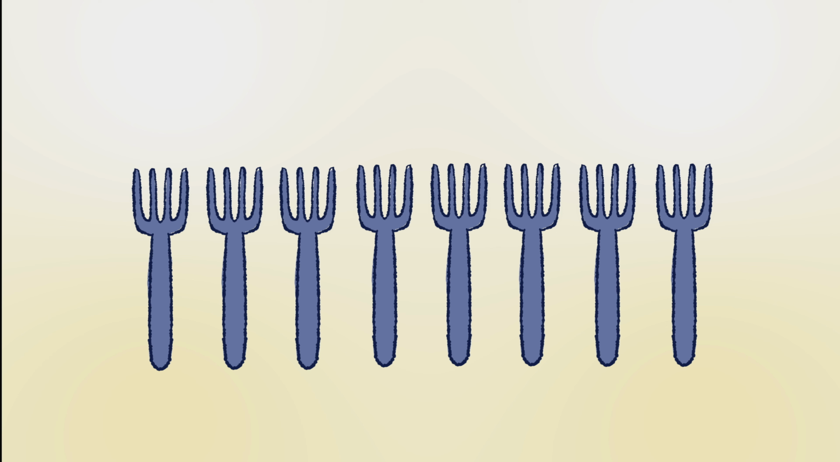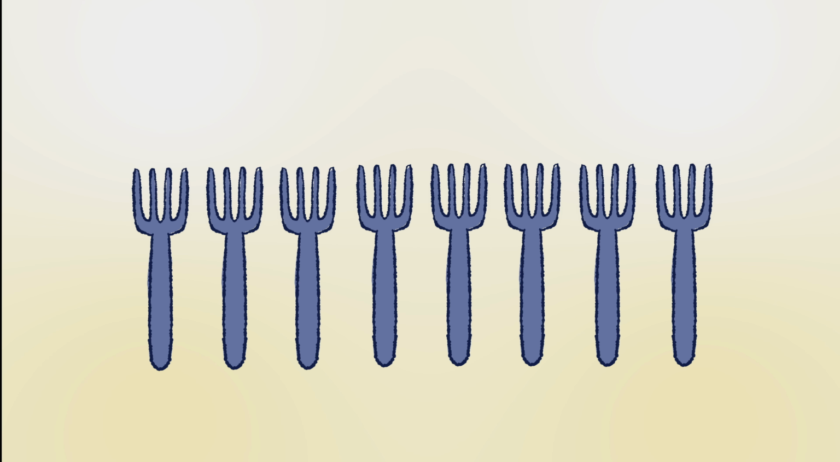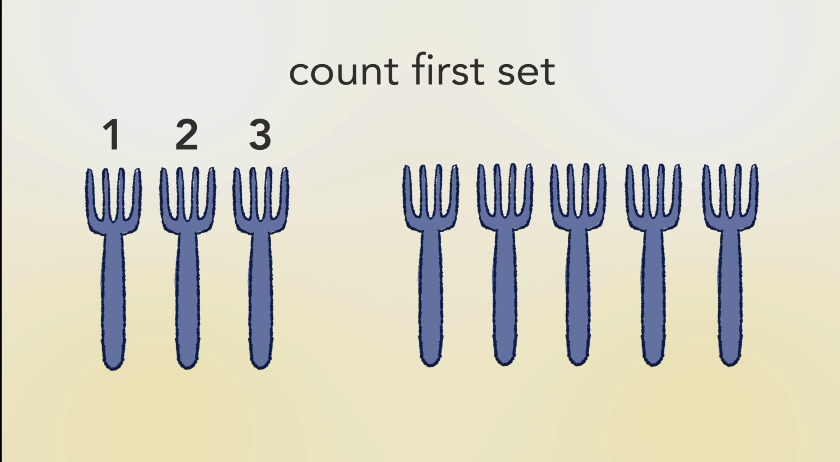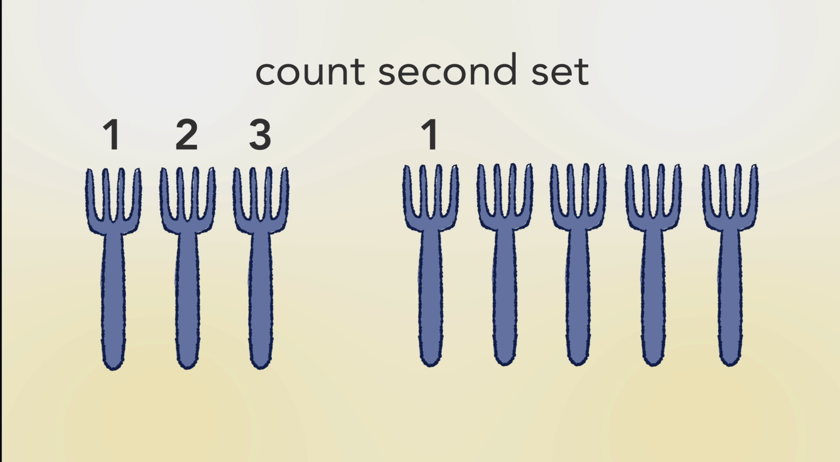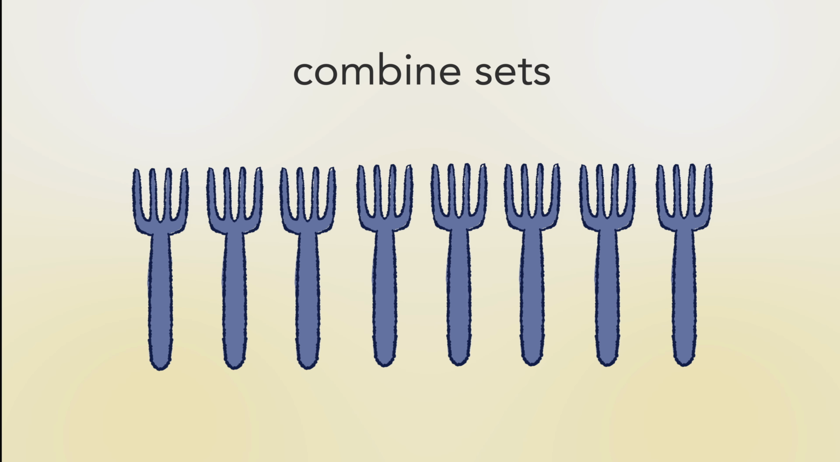We call this strategy counting all. It's a form of directly modeling the plan we have of combining 2 sets, and it commonly goes like this. We count our forks. 1, 2, 3, 3 forks. Then we count Tracy's forks. 1, 2, 3, 4, 5. 5 forks. Then we literally put the 2 sets together, physically, creating a new set.